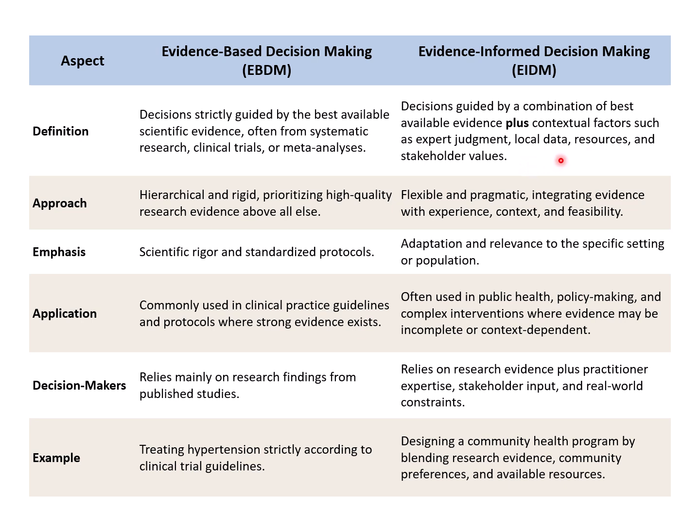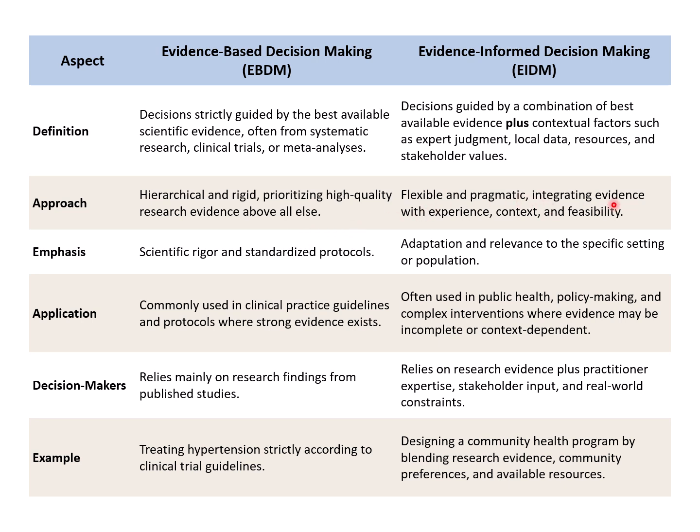in which there are multiple things that can be considered while making a decision. The approach in EBDM is hierarchical and rigid, prioritizing high quality research evidence above all else. For example, you have seen the pyramid of evidence, with increasing strength of evidence as we go to the top of the pyramid, where there are systematic reviews and meta-analyses. So in that case, this high quality evidence is more reliable as compared to a case control study, a cross-sectional design, or a case report.